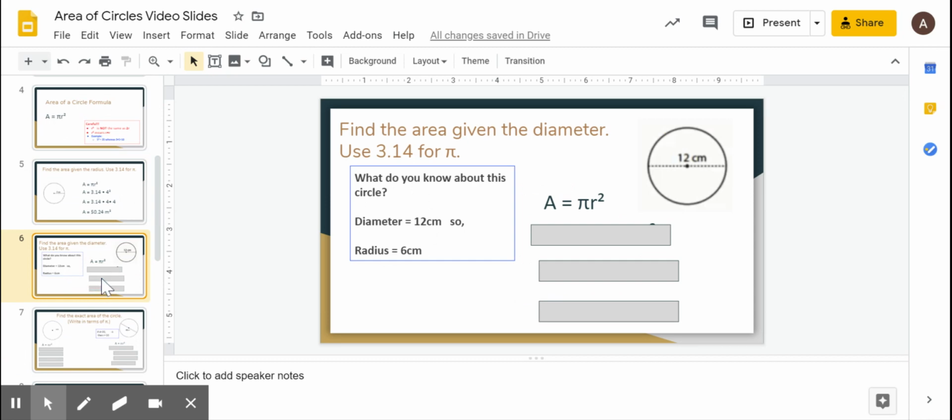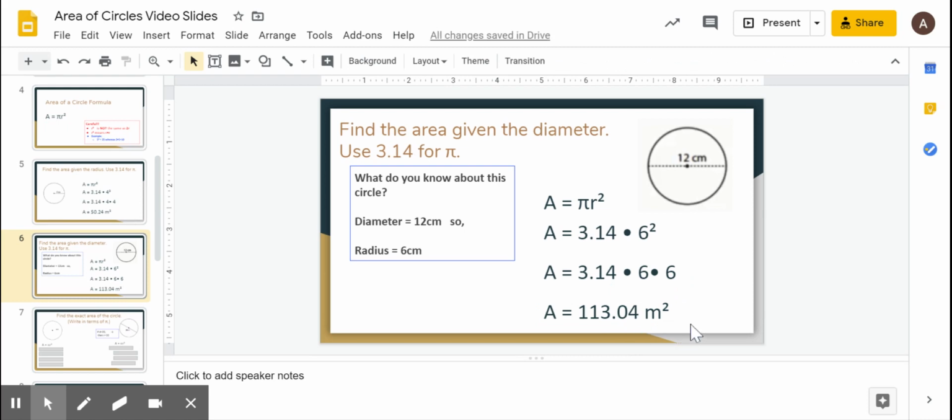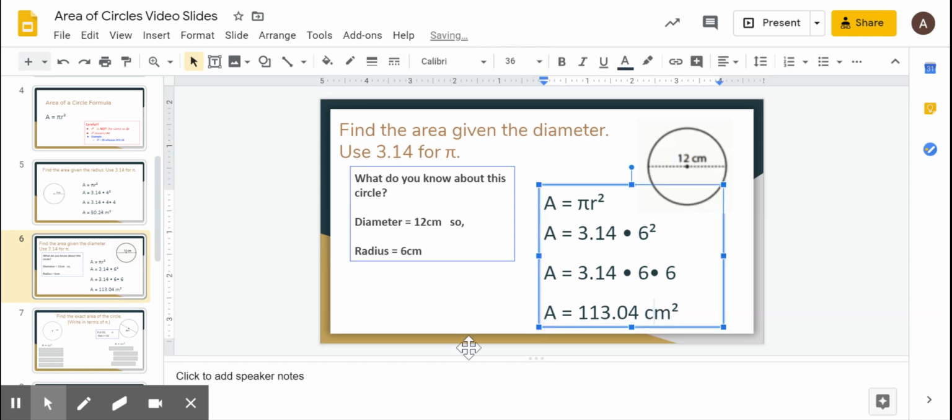Our next example has find the area given the diameter. Use 3.14 for pi. So now here's our circle. We're given the diameter. We need the radius though, because our formula calls for the radius. So just recall that the radius is half of the diameter. So half of 12 would be 6. So area equals pi r squared. So we're going to do 3.14 times 6 squared. And let's expand that 6 squared to be 6 times 6. And so that means 3.14 times 6 times 6, that'll get you 113.04, and this should really be centimeters squared.